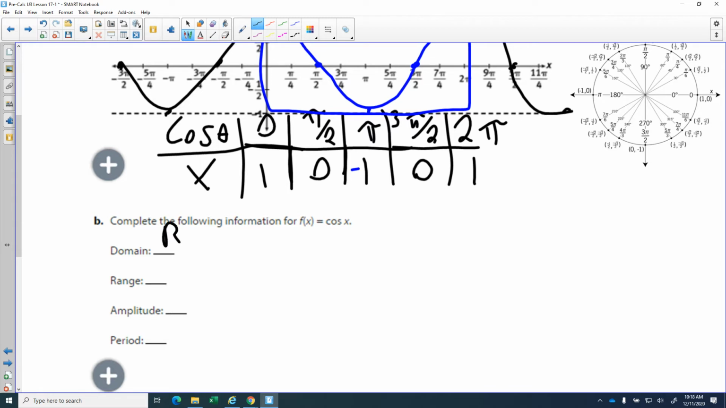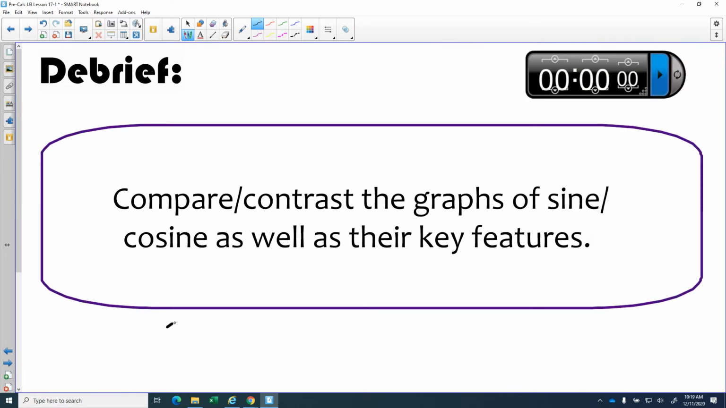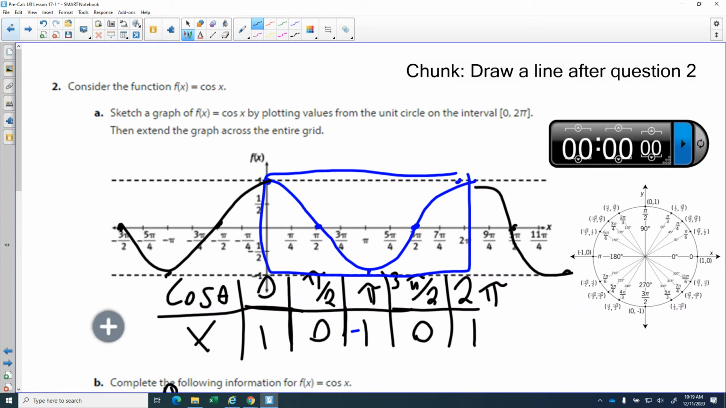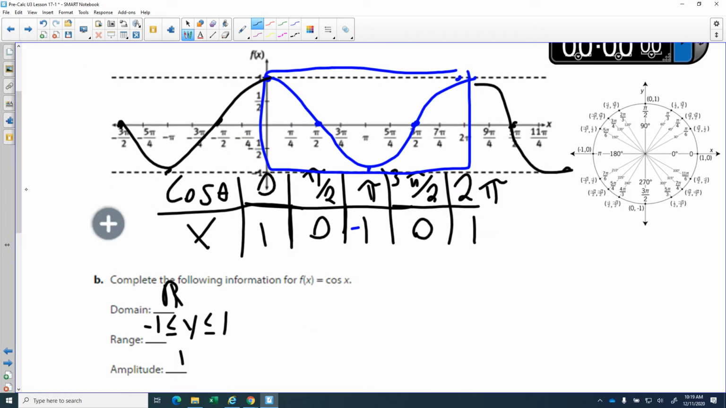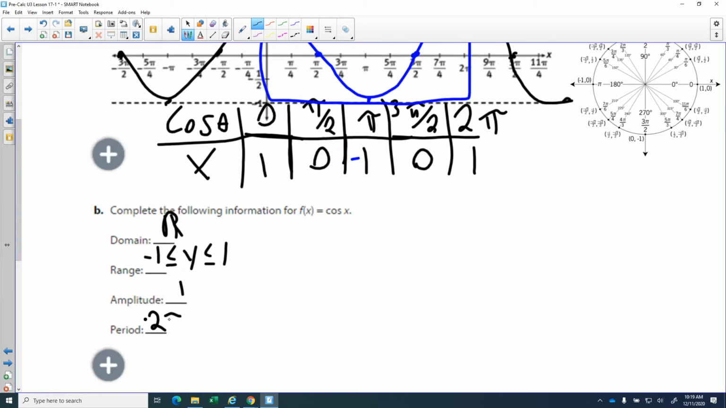Now, when you look at the actual values, understand it, it's also going to be almost exactly the same. My domain, all real numbers, my range is in between negative 1 and 1. My amplitude is 1, and my period is 2 pi. Simply because if you really look at this graph, okay, the domain is always going to stay that value. There's no restrictions on x.